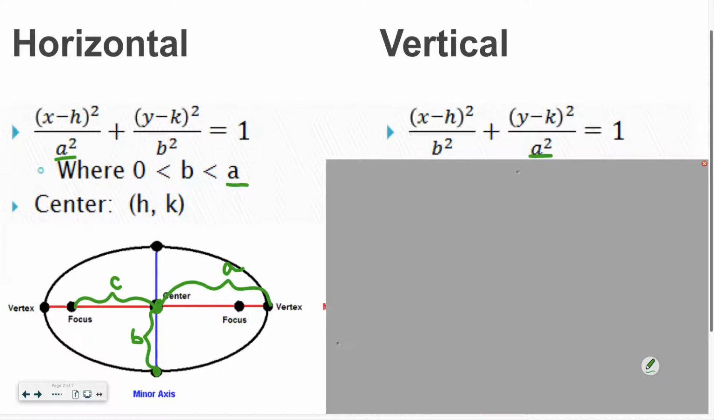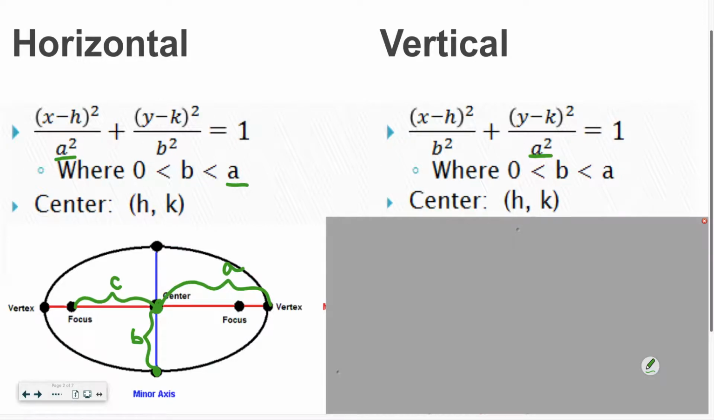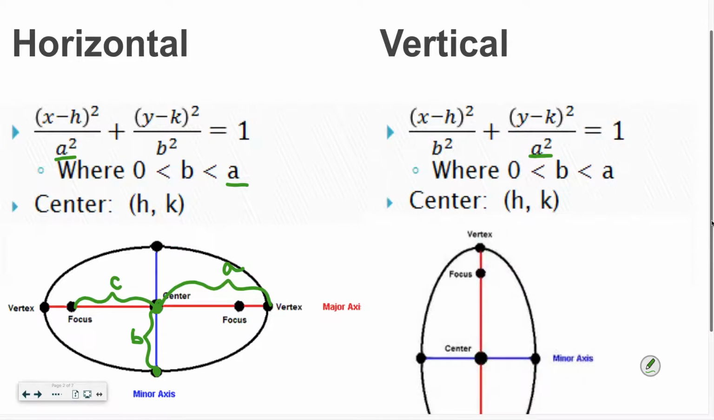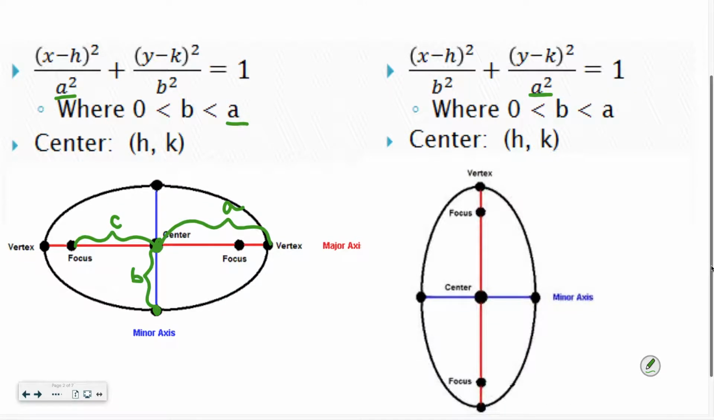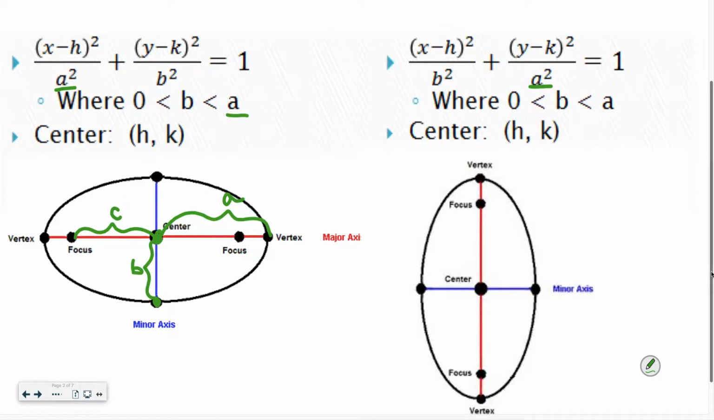You'll always see the equation as (x minus h) squared plus (y minus k) squared, but the bigger denominator is going to tell you which direction it opens. So this is going to open vertically. We still have a is bigger than b. We still have a center of (h, k). But now we just have an ellipse where the major axis is vertical. Our foci are vertical.